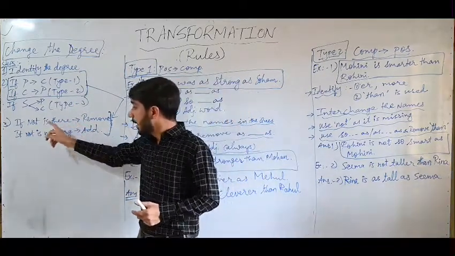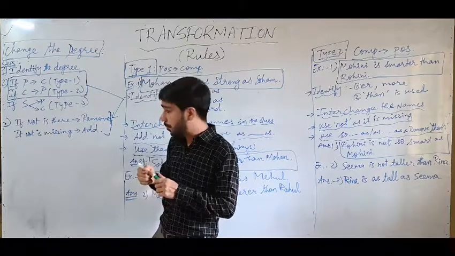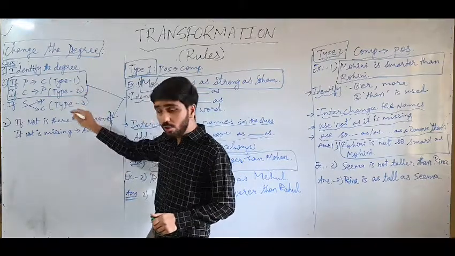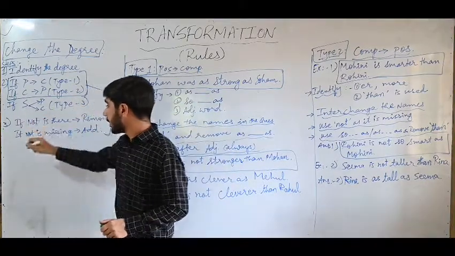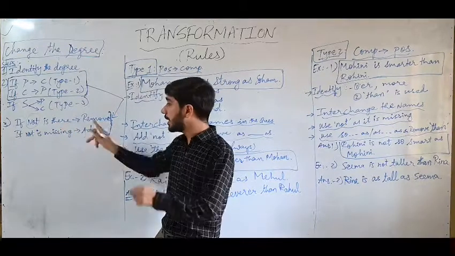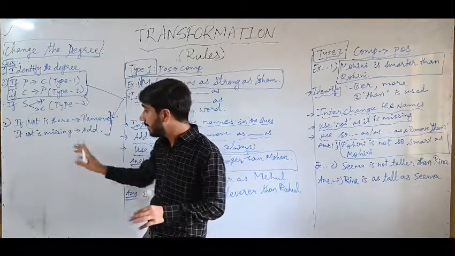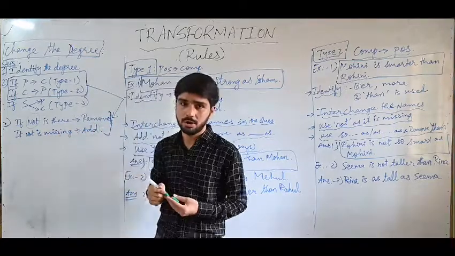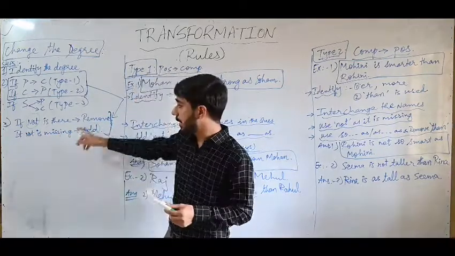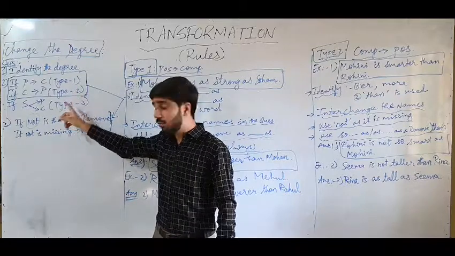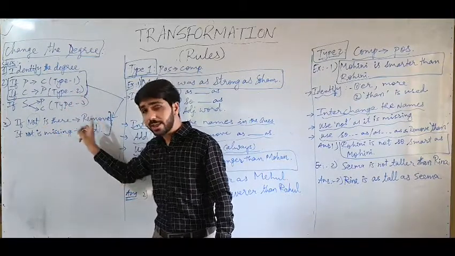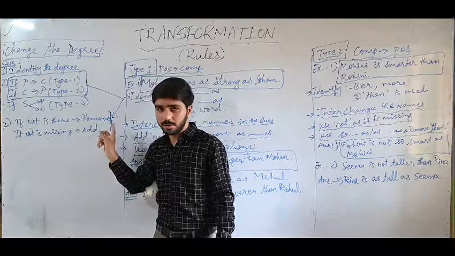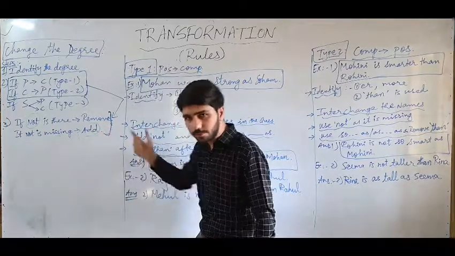Now remember this thing. This is the most important thing. Only for type 1 and 2, if the negative word not is there, then you have to remove the word not. And if the word not is missing in the sentence, then you have to add that word not. So remember students, don't forget this rule. Only for type 1 and 2, if not is there, remove that. If not is missing, then add that word not. Okay, so now let's move further.